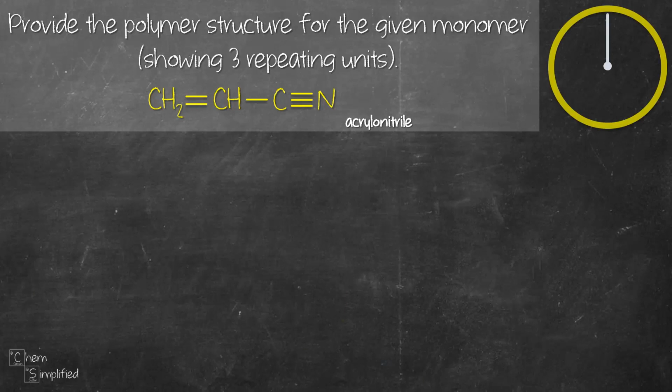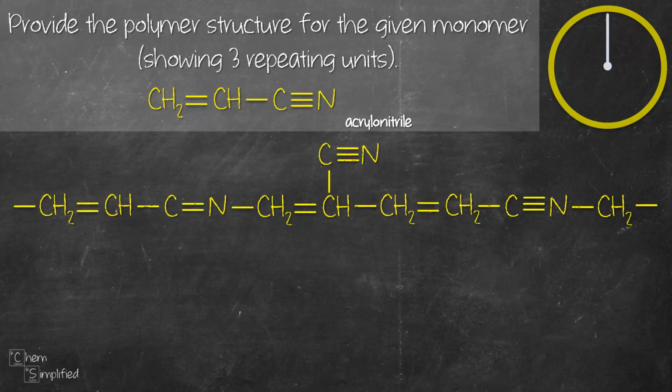Here's the question. We need to provide the structure of the polymer formed from the given monomer, which is called acrylonitrile. The polymer that is going to be formed from acrylonitrile is PVC, which is short for polyvinyl cyanide. It's commonly used in building and construction. So here's the given structure for PVC. That's the answer that contains mistakes.